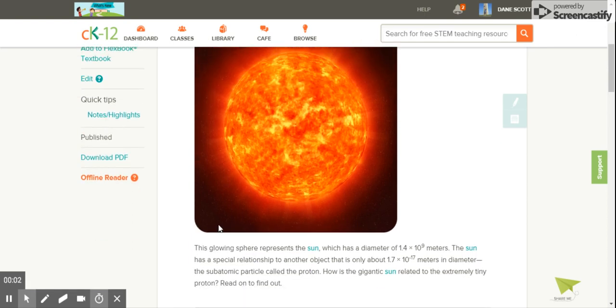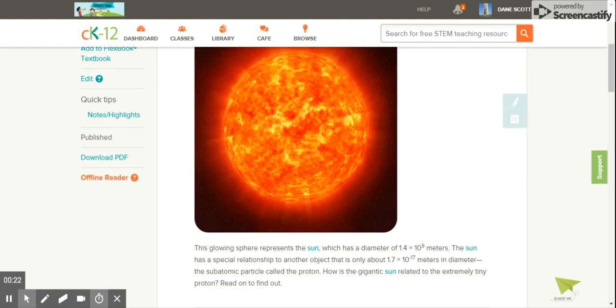This glowing sphere represents the Sun, which has a diameter of 1.4 times 10 to the ninth meters. Pretty big. The Sun has a special relationship to another object that is only about 1.7 times 10 to the negative 17th meters in diameter. It's pretty small. The subatomic particle called the proton.